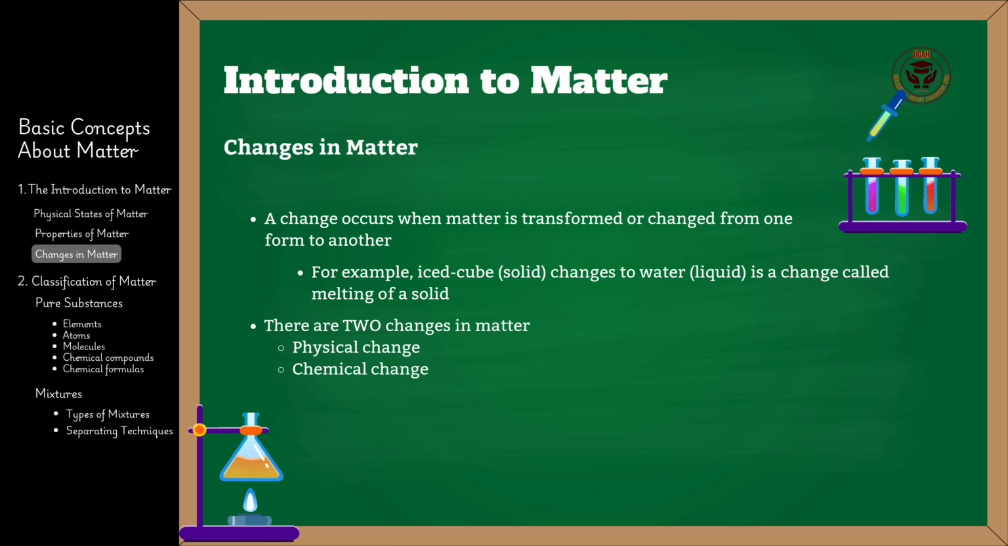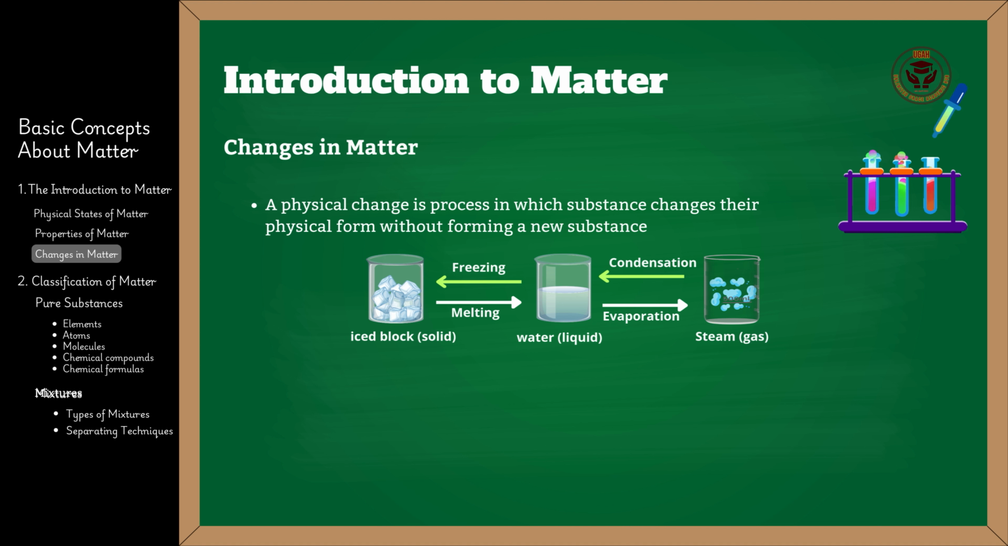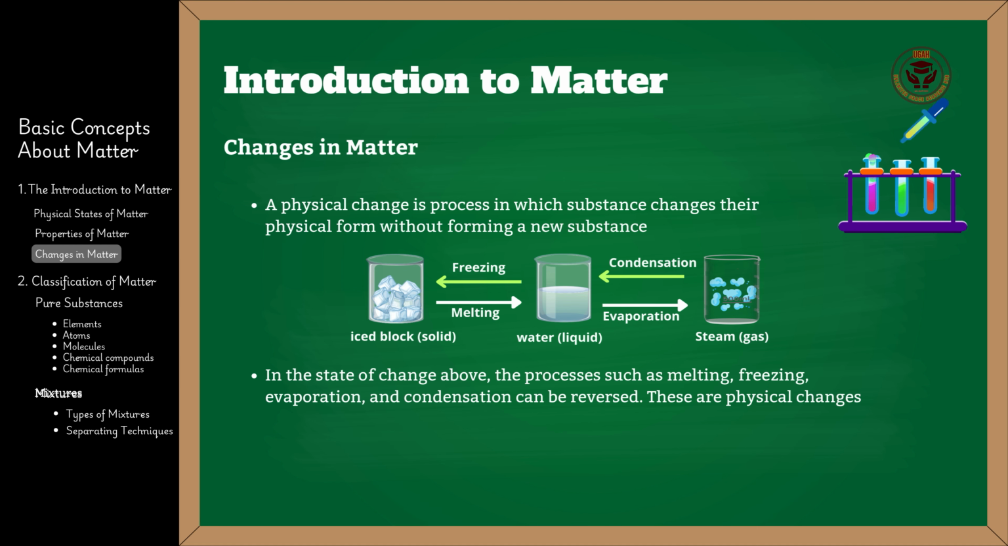Let us look at the physical change. A physical change is a process in which a substance changes its physical form or appearance without forming a new substance. For example, an ice block changes to water, water changes to steam, steam changes back to water, and water changes back to an ice block. These processes, such as melting, freezing, evaporation, and condensation, can be reversed. These are physical changes. They do not lead to the formation of a new substance.